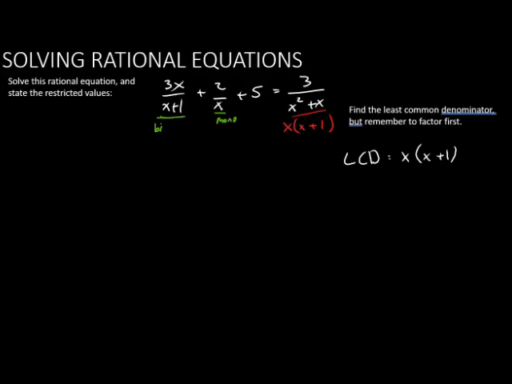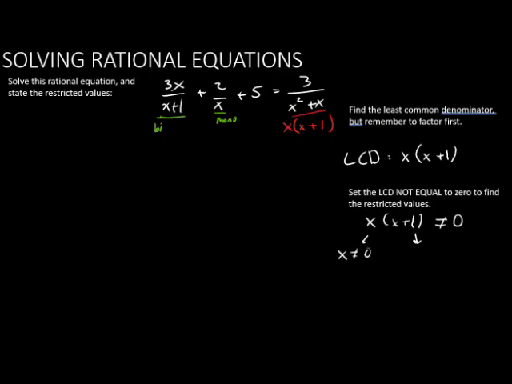Now that we know this, we will set the LCD not equal to 0 to find the restricted values. We'll say that x times x plus 1 is not equal to 0. If we split this into pieces, we'll say x is not equal to 0, and x plus 1 is also not equal to 0. This x not equal to 0 is already a restricted value. We don't have to do anything else to this because we already have 0 on the right. For the x plus 1 is not equal to 0, we'll now subtract 1 from both sides to solve for x, and we'll end up with x is not equal to negative 1.